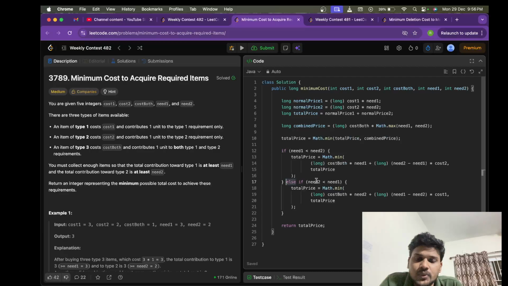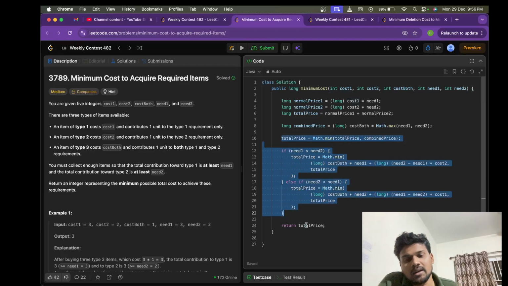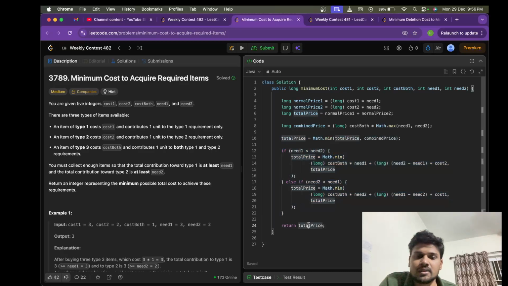Similarly, if need2 is less than need1, we will buy both items in need2 quantity, and the remaining items we will buy at the cost1 price. So our answer will be the minimum of all these three conditions, and at the end of the day we will return the total price. That will be our answer.